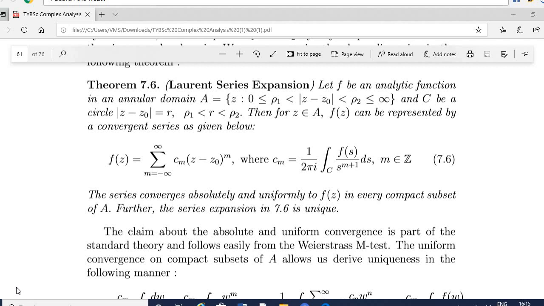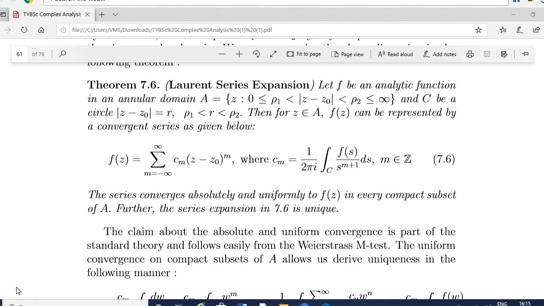So we are considering a function f analytic in an annular region, and C is any circle mod z minus z naught equal to R, where R is between rho 1 and rho 2. That means this circle is inside that annulus. In that annulus, a circle of radius R is drawn. Then for any z in this annular region, f(z) can be represented as a convergent series as given below.